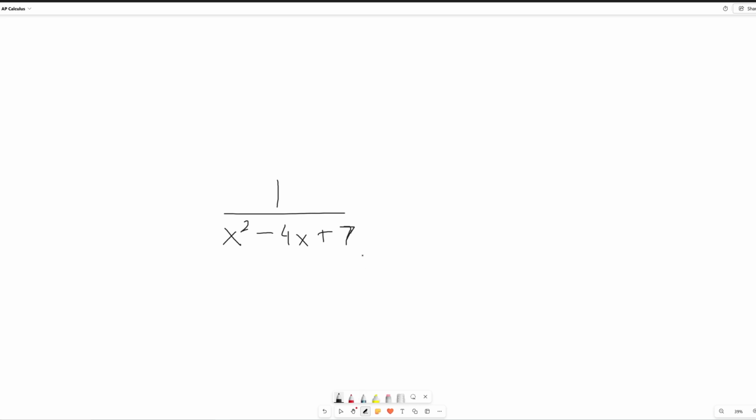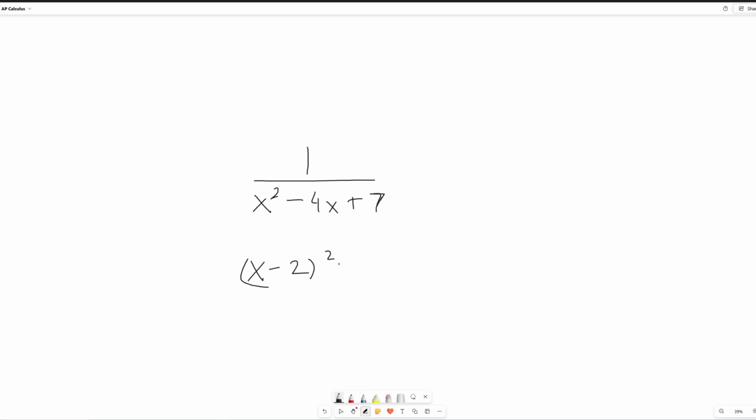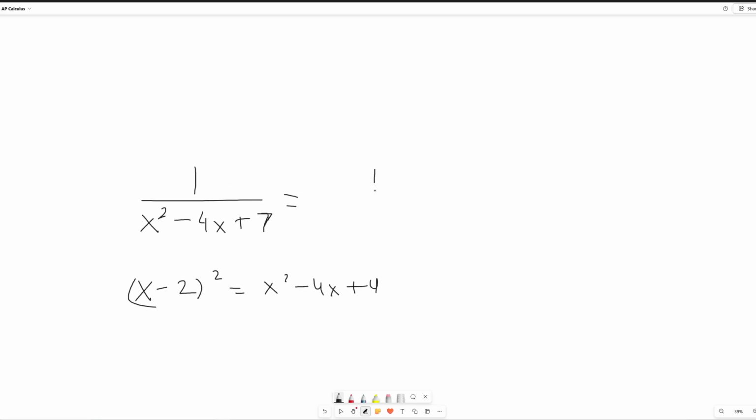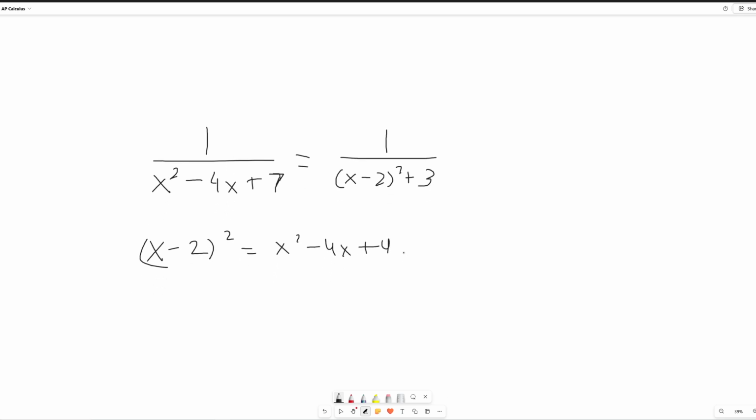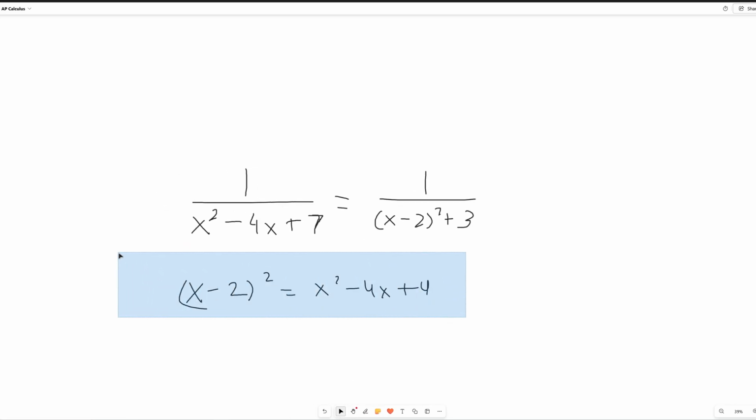Now, how could we get a u squared plus an a squared? What we have to do is look at these two terms. Ignore this for now, because we'll deal with that later. So, if we have (x minus 2) squared, that gives us x squared minus 4x plus 4. So this can be written as 1 over (x minus 2) squared plus 3. Because here, if you add 3, then you end up getting this. So this can be rewritten as this.